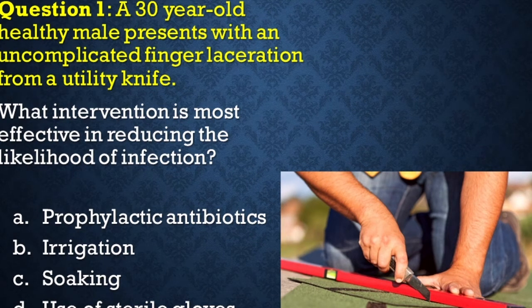familiar. So our first case, healthy 30-year-old male, presents with an uncomplicated finger laceration from a utility knife. So which intervention is most effective in reducing the likelihood of infection? Prophylactic antibiotics, irrigation, soaking, or use of sterile gloves?